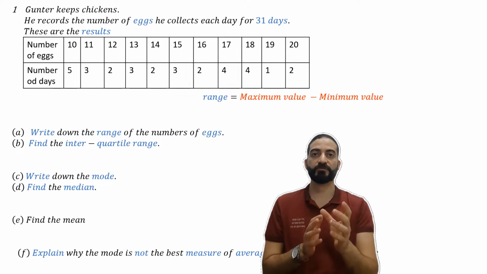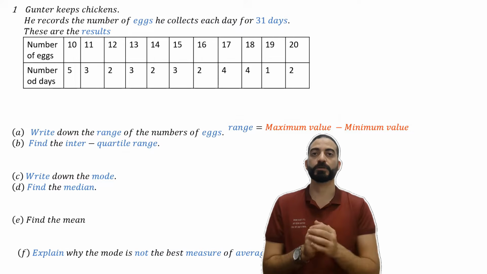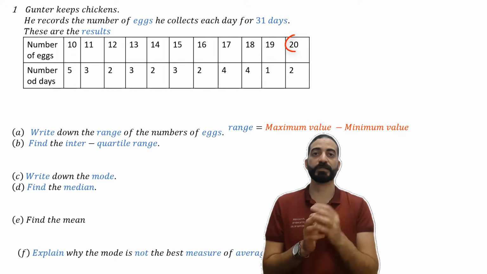Range equals maximum value minus minimum value. Maximum value equals 20 and minimum value equals 10. The range equals 20 minus 10 equals 10. We now move to part B.